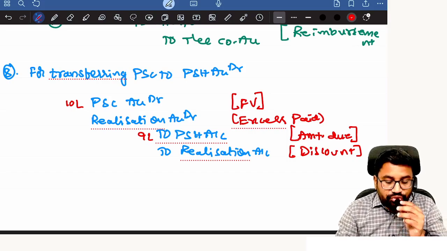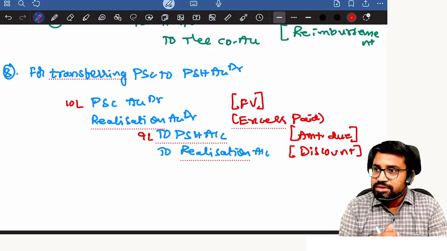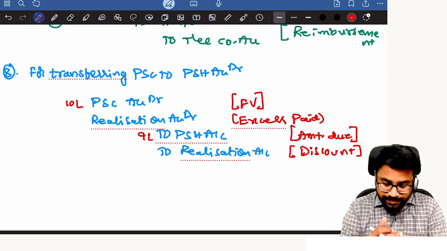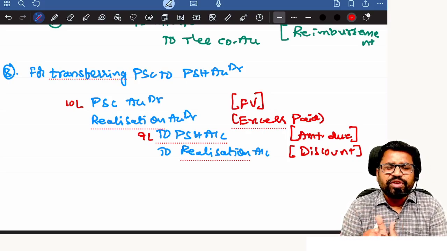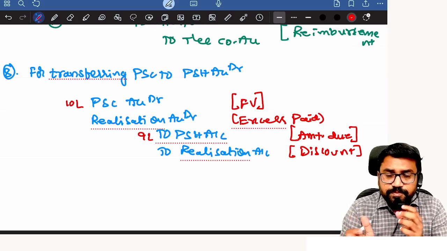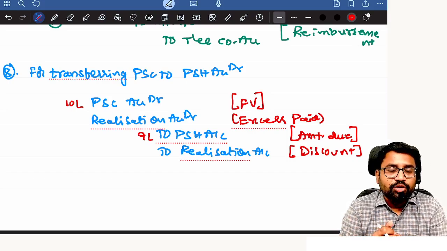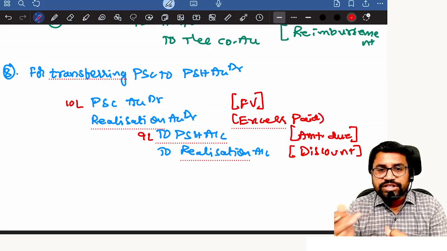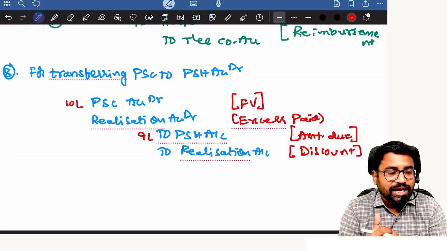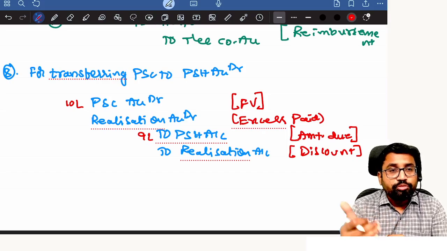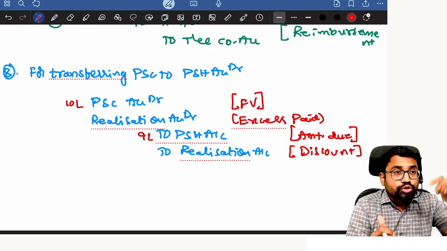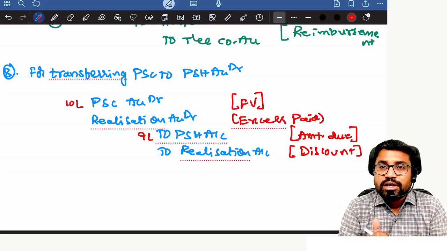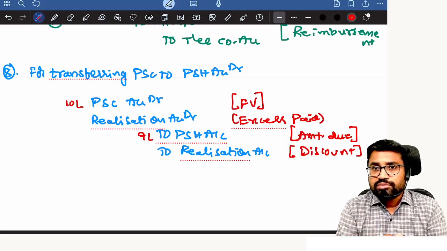So now we have cancelled preference share capital. Tell me, what is the entry you will write when you transfer the preference share capital to preference shareholders? Preference share capital account debit to preference shareholders account. Preference share capital will be debited at face value. Preference shareholders account will be credited at amount due. The difference between amount due and face value may be transferred to realization account.